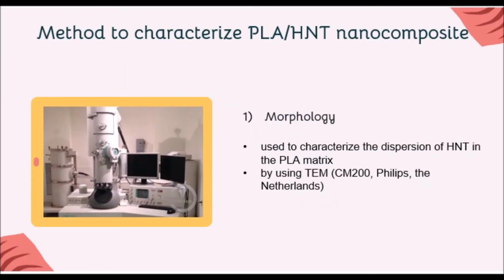So here is the method to characterize the PLA/HNT nanocomposite. The first one is morphology. As I mentioned before, the morphology is to provide the image of the nanocomposite. It is used to characterize the dispersion of the HNT in the PLA matrix. The morphology is examined here using the TEM, which you can see in the image shown. The TEM used is the CM200, from Philips, the Netherlands.